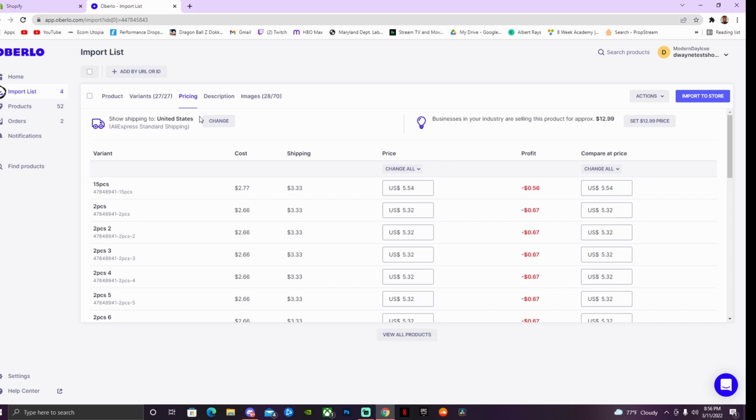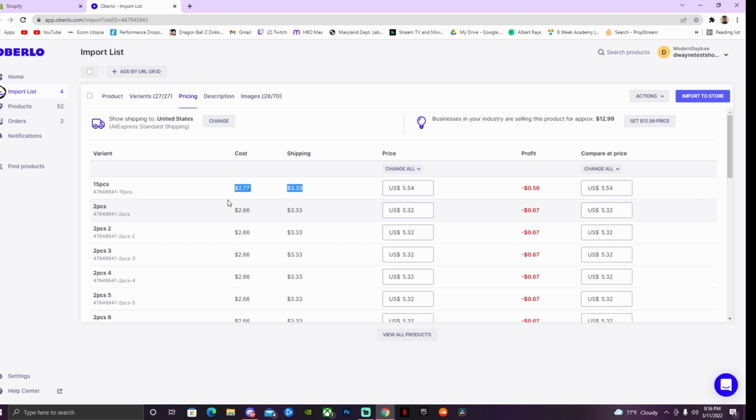So for instance, this product costs $6.10 to source from your supplier. When you're doing drop shipping, you definitely want to have a 2 to 3 times markup when selling your product, because anything less than that would be eating into your profits when it comes to running ads, when it comes to spending money on ads.